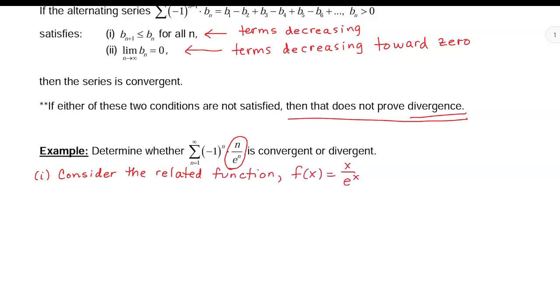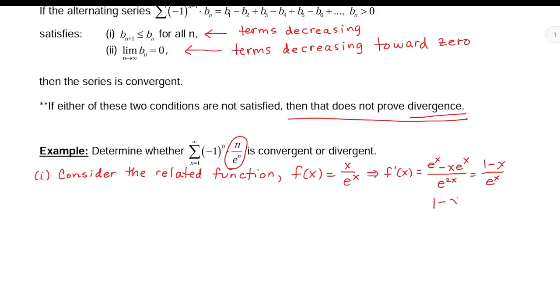In doing this, I can take the derivative and find f prime of x. It is a quotient rule, so e to the x minus x e to the x over e to the 2x. That reduces to 1 minus x over e to the x. Now, the denominator of that result will always be positive, but the numerator can be negative.